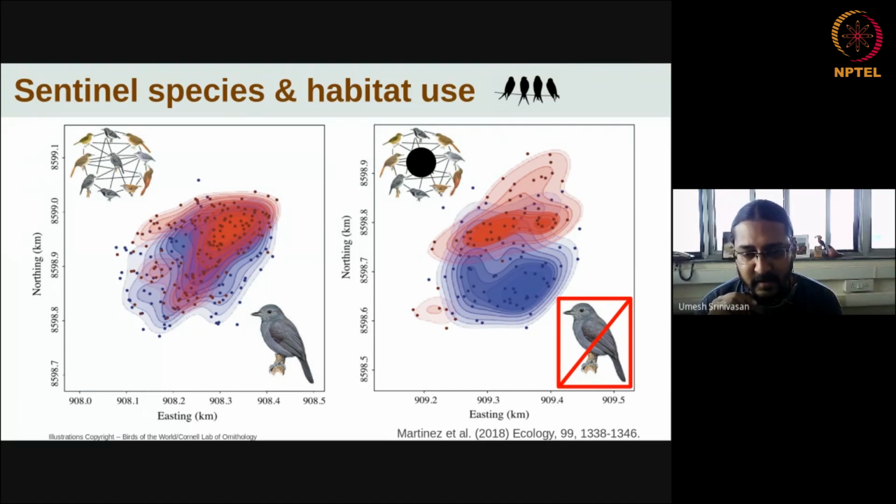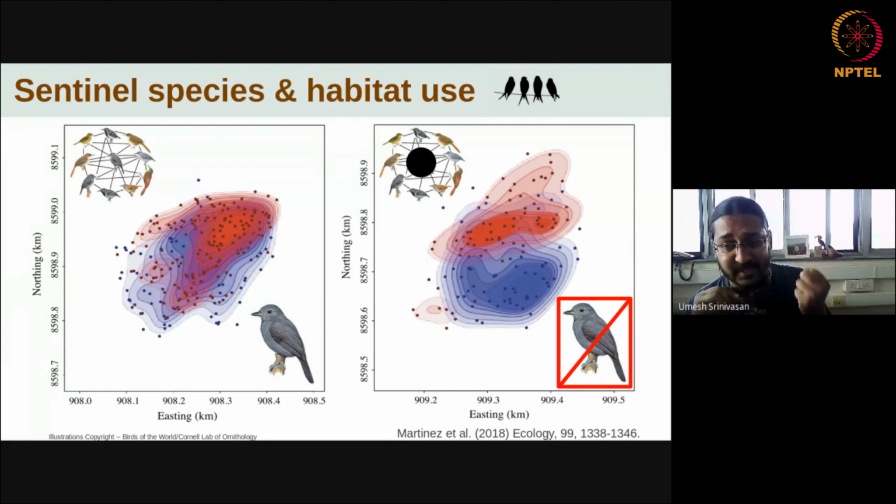You have a case on the right where the sentinel species, this ant shrike, which is the center of the flock and the most important species in the flock, has been removed. Red is showing you areas, look at the right side first. Red is showing you areas where the mixed flock foraged in the presence of the sentinel species. You're looking at the habitat from the top, like a map, and red is the area where the flock foraged in the presence of the sentinel species. Blue is the area where the flock foraged in the absence of the sentinel species.